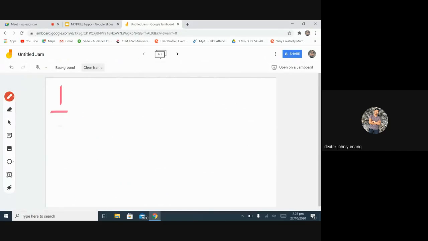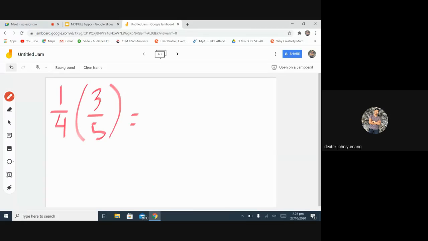So 1/4 times 3 over 5. Okay. The rule is numerator times numerator, denominator times denominator. Sige, hulaan nyo. Type on the chat box what will be the answer. That is the multiplication. Clue, 1 times 3 over 4 times 5. Kiel is correct. The answer is 3 over 20.